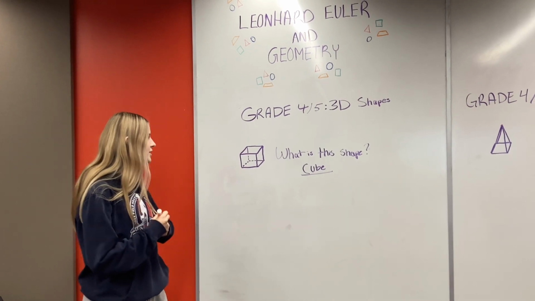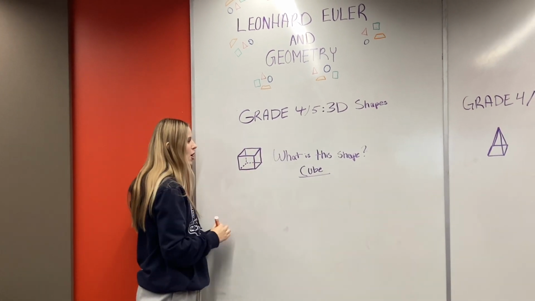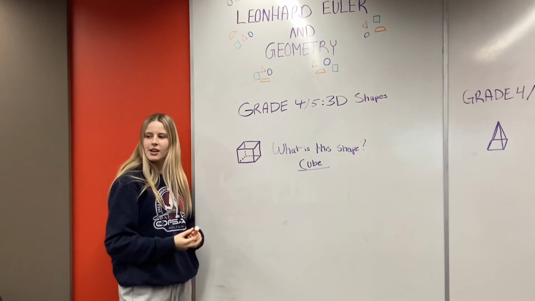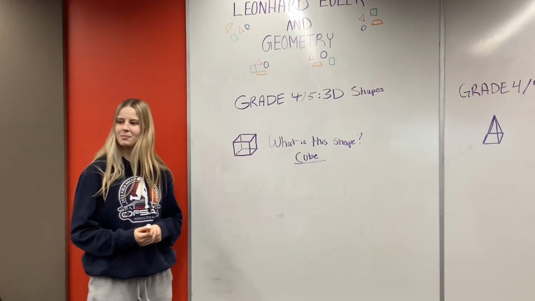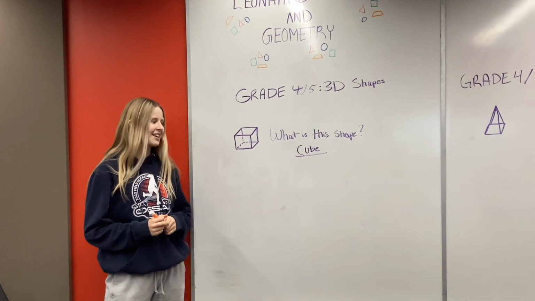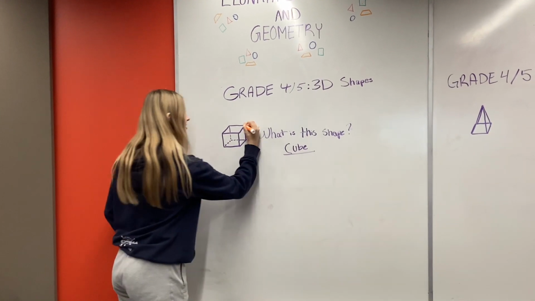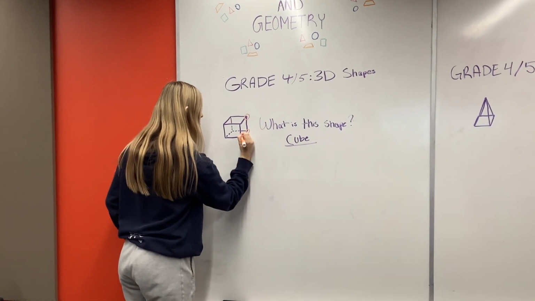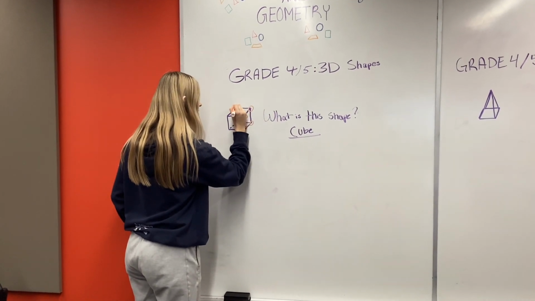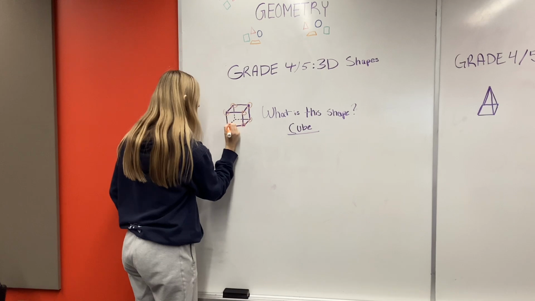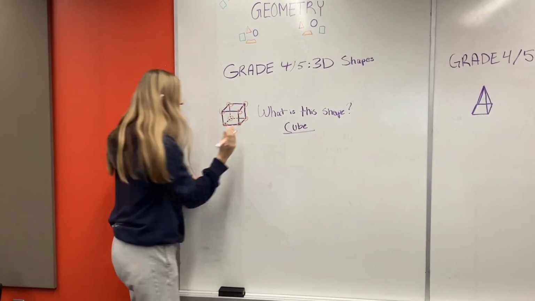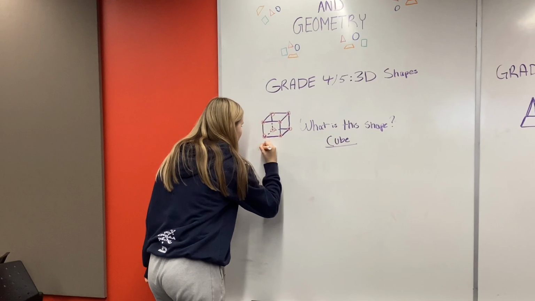So first, a vertex is the points where all the edges meet. Can anyone tell me how many vertices are on this cube? 8? Okay, let's count together. 1, 2, 4, 5, 6, 7, 8. We have 8 vertices.